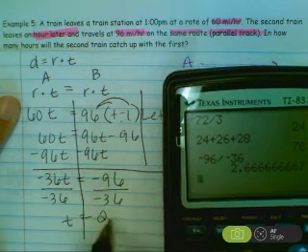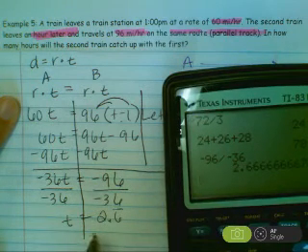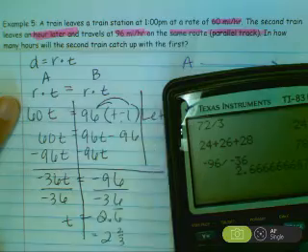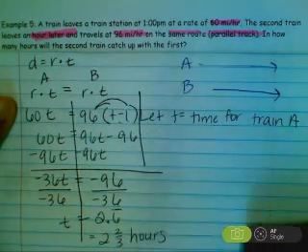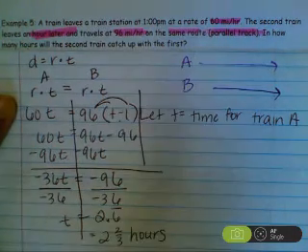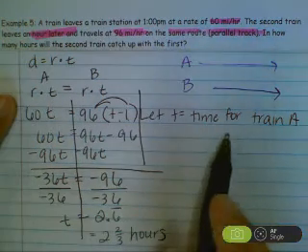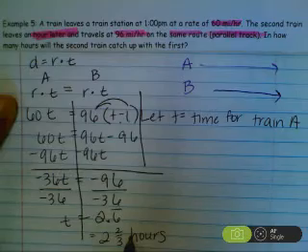Now we know 2.6 repeating is really 2/3, so this is 2 2/3 hours. So in 2 2/3 hours, train B will catch up with train A.